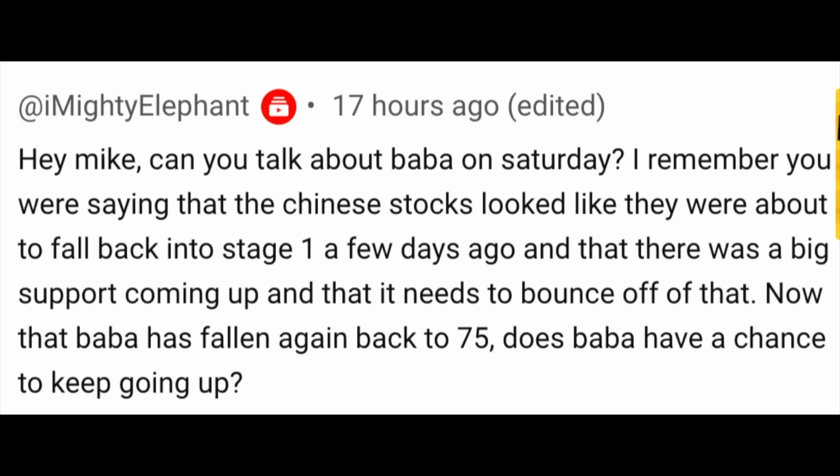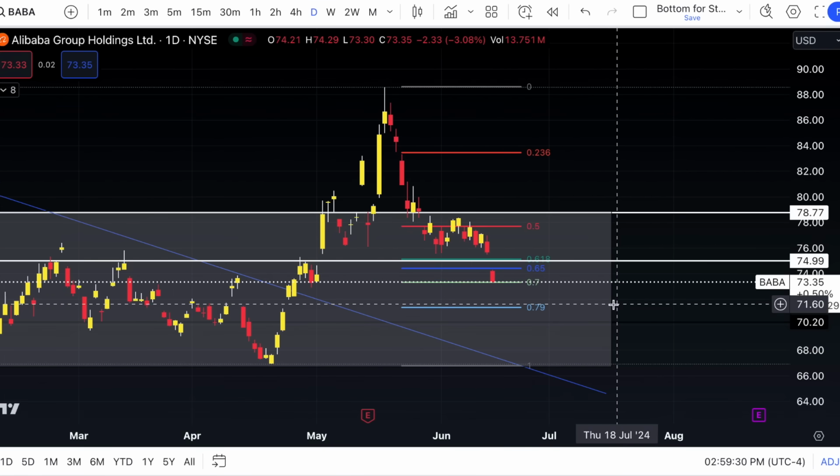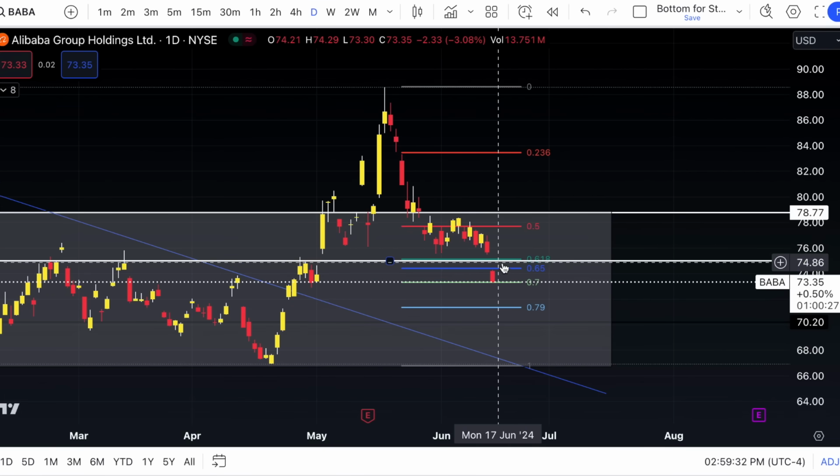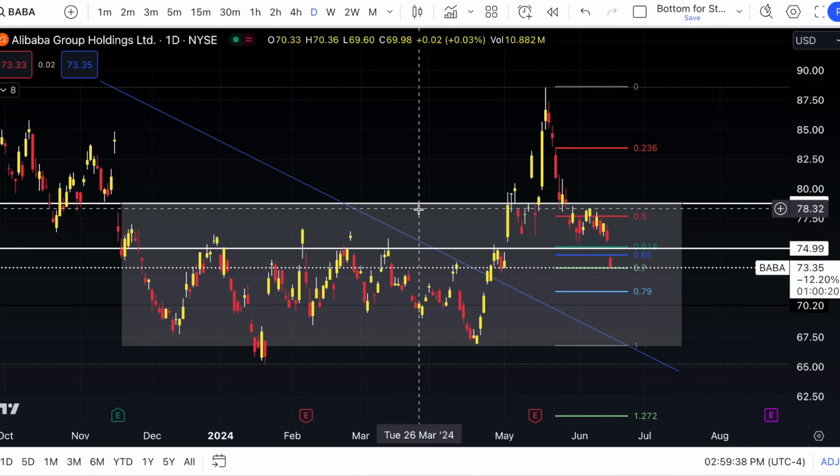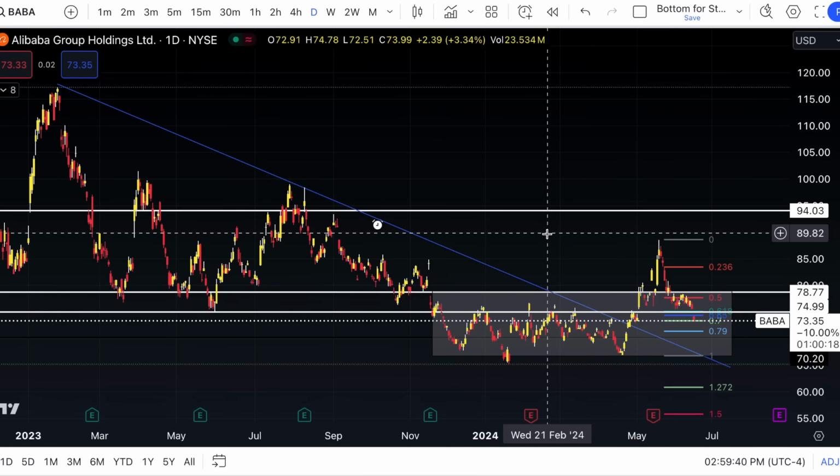BABA has been so lacking compared to a lot of these other stocks. I don't know what it is about this one, because I don't track Chinese news all that much, but yes, it's coming down. You see this trend line it broke out of, took forever, explosive move up, right? And it's coming down. It's in this discount area right now, where it's hitting and laying on the 0.7 fib. 0.79 is below that, back in this stage one area.